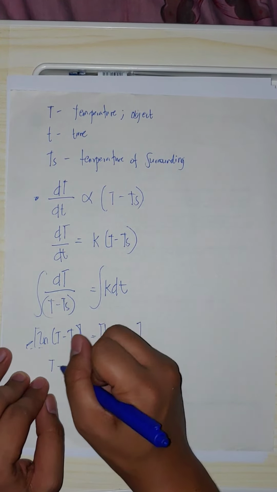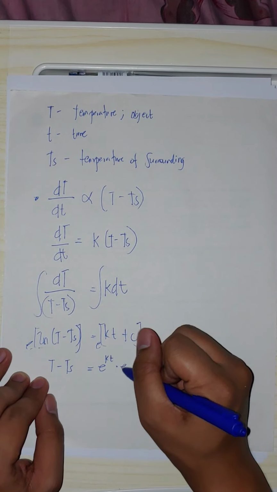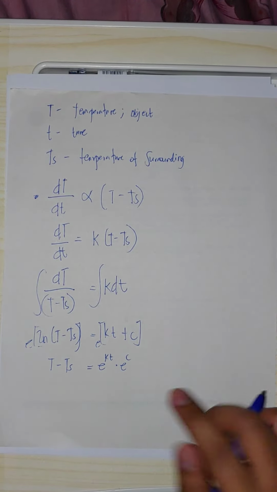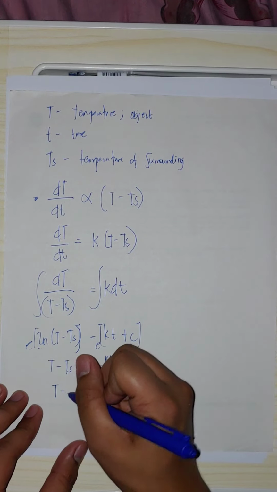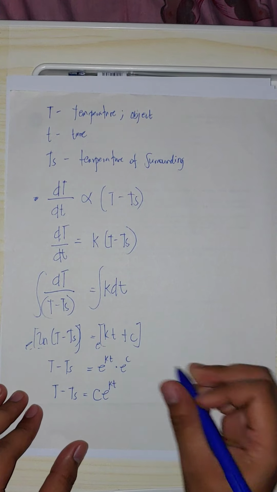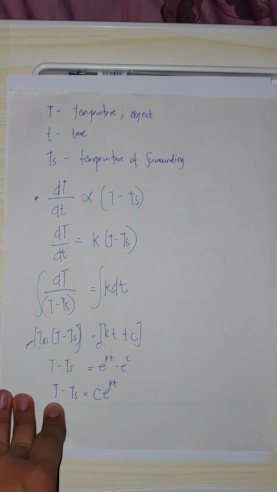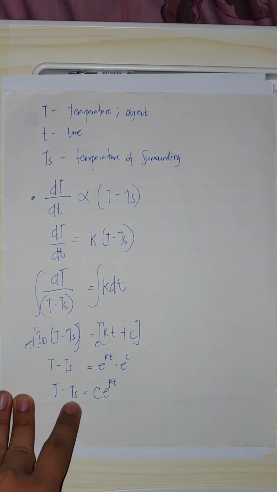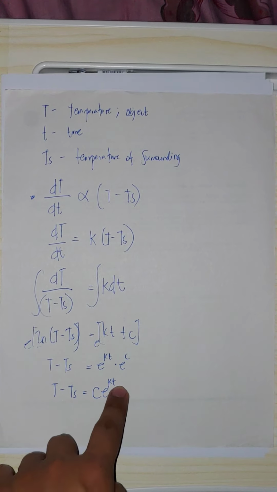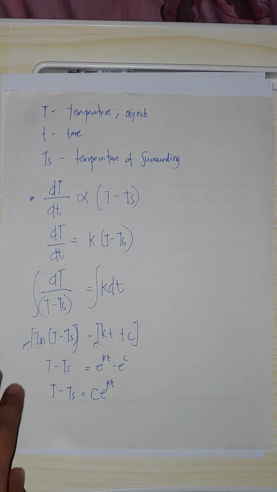So this becomes T minus T sub S is equal to e raised to the kt times e to the c, as I mentioned, and then e to the c, being a constant, is just c. So this becomes T minus Ts is equal to c e raised to the kt. Again, this big T is the temperature of the object, Ts is the temperature of the surroundings, K is also a constant, t is the time in, let's say, minutes or seconds, and C is the initial condition.